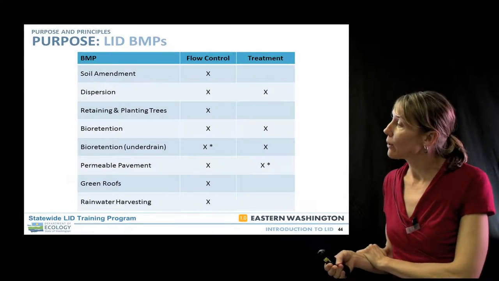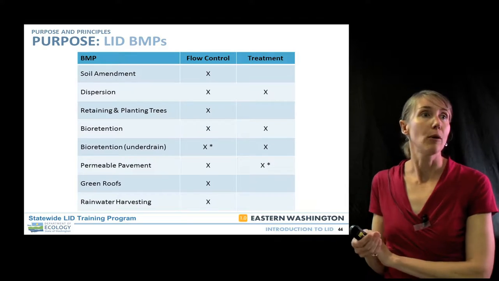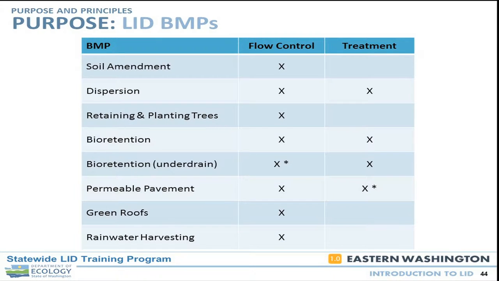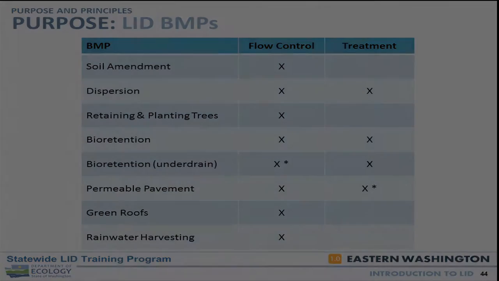These are the best management practices, and the LID tools that we'll be talking about today are listed: the soil amendment, dispersion, tending and planting of trees, bioretention with an underdrain, permeable pavement, green roofs, and rainwater harvesting. And you'll see on the right two columns, flow control and treatment. So that gets into core element number 5, which is the runoff treatment, and core element number 6, which is flow control, and how each of these low impact development best management practices address each of those core elements, how they address flow control and how they address treatment.